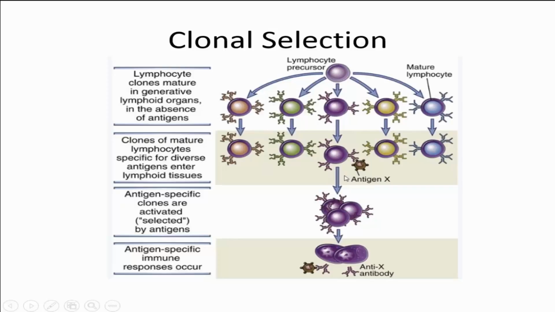And once it does that, it's going to be activated. It's going to be selected, as we call it. What it means is it's going to be selected over the other clones, and that's going to cause their expansion to get the antigen-specific immune response. And I think that's the last one.